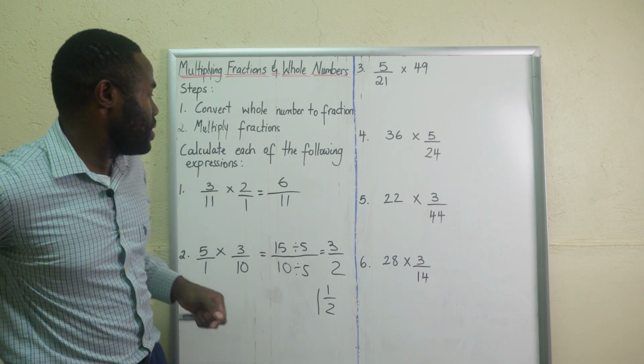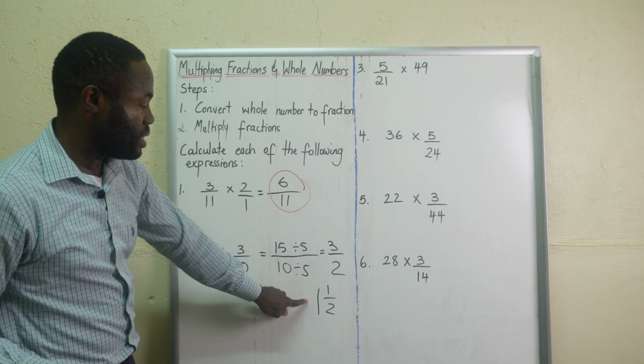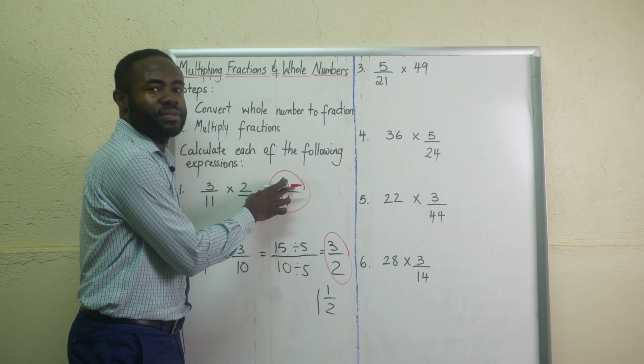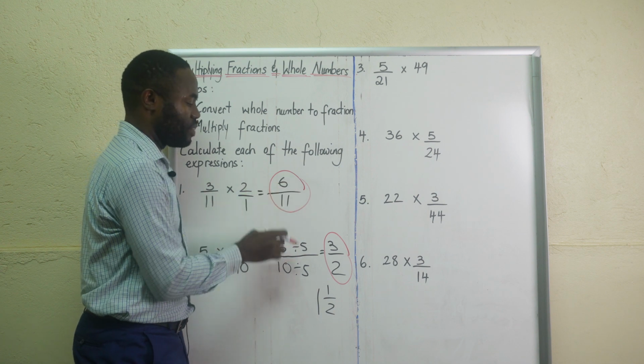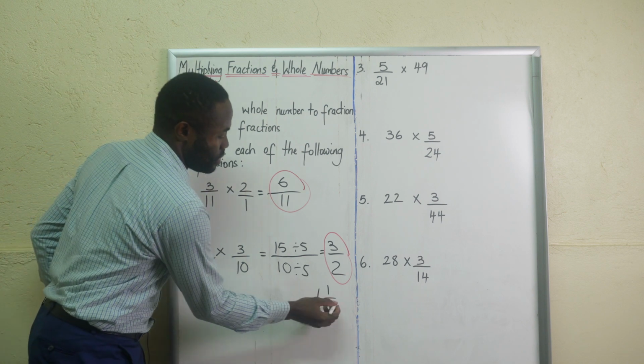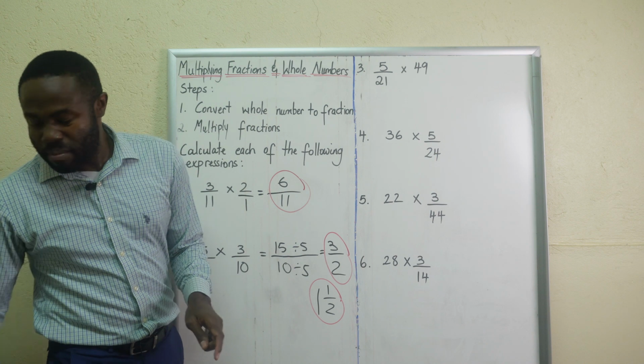So your answers, let's go back to the first one. So your answer in the first case is 6 over 11. And in the second case, it's 3 over 2, or you can express it as 1 and a half. All right, cool. So that's how you multiply fractions there.